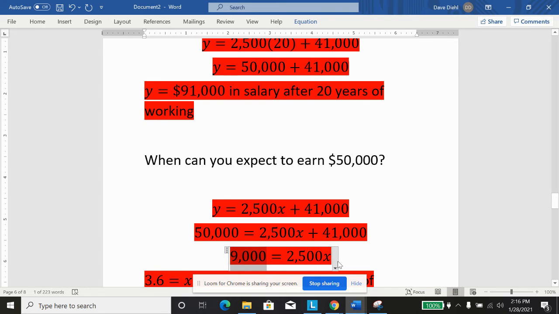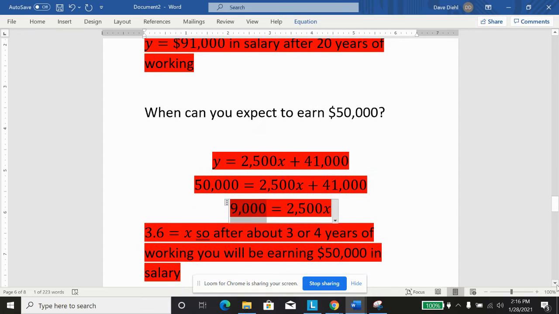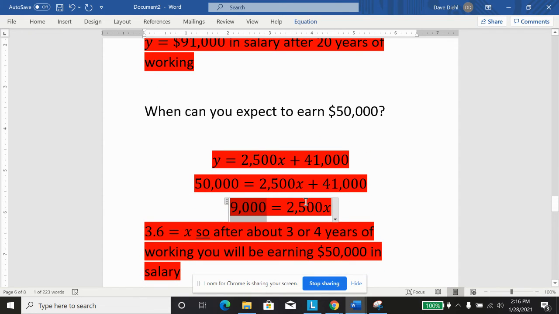How many years would it take me to increase 9,000? Well, you divide by 2,500 because you increase 2,500 per year. You do that in a calculator, and you get about 3.6. X equals 3.6, because 9,000 divided by 2,500 is about 3.6. So that means after about 3 or 4 years of working, since 3.6 is between 3 and 4, you would be earning about $50,000 in salary.